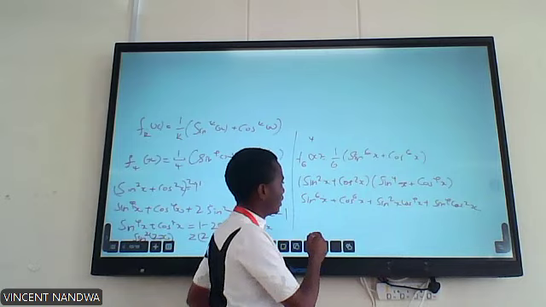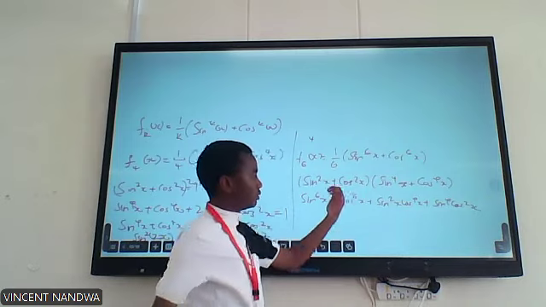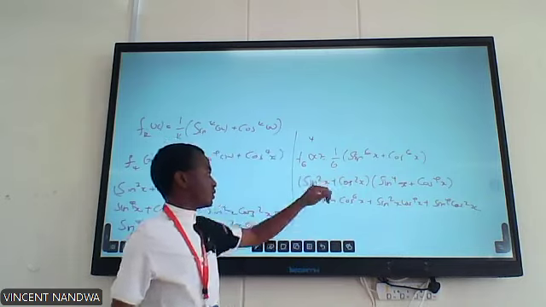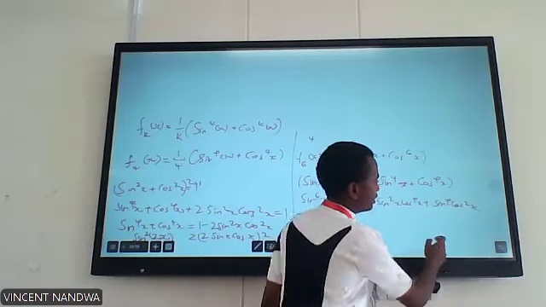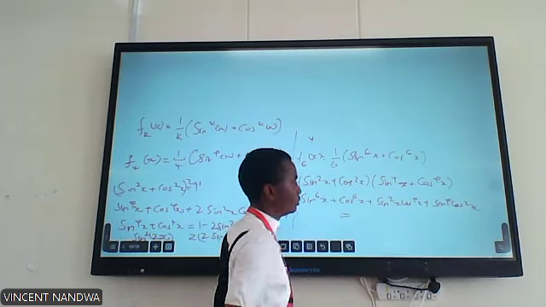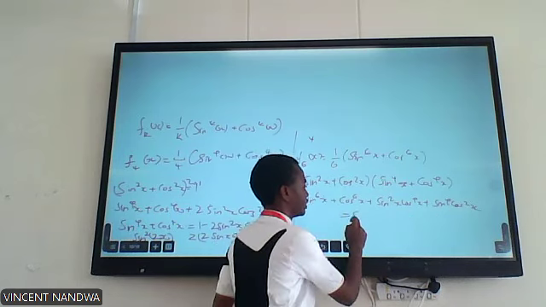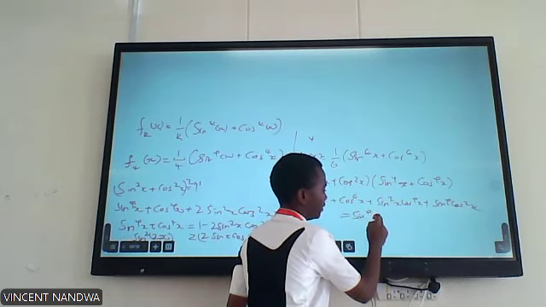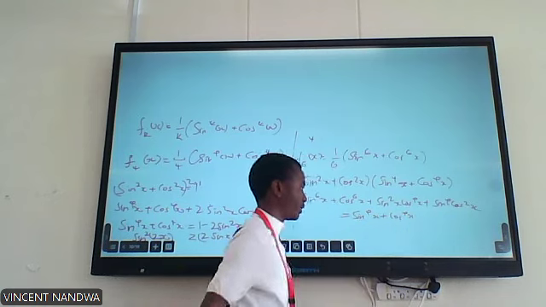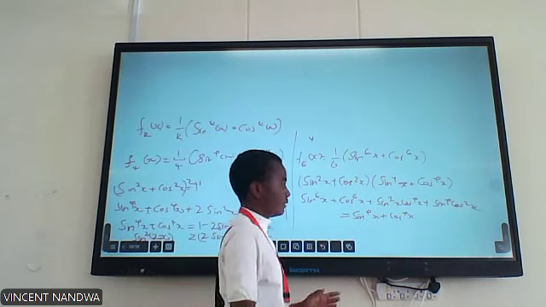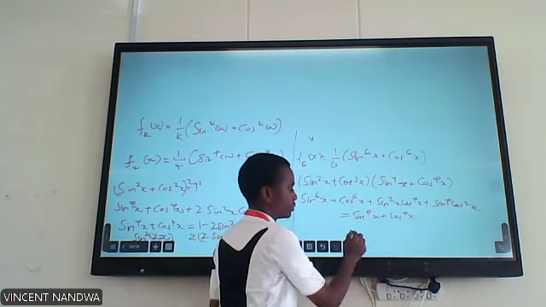And then we notice that this is equal to 1, right? Sine squared x plus cos squared x is equal to 1. So basically, this is just equal to sine power 4x plus cos power 4x, like that.